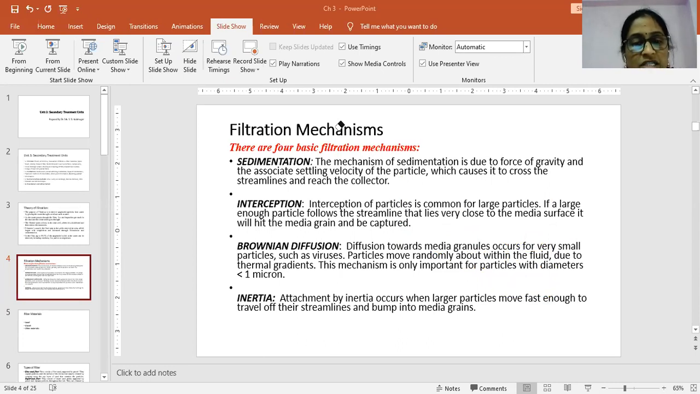What is sedimentation? The mechanism of sedimentation is due to the force of gravity and the associated settling velocity of the particle, which causes it to cross the streamlines and reach the collectors. The sedimentation process occurs, as I told you.